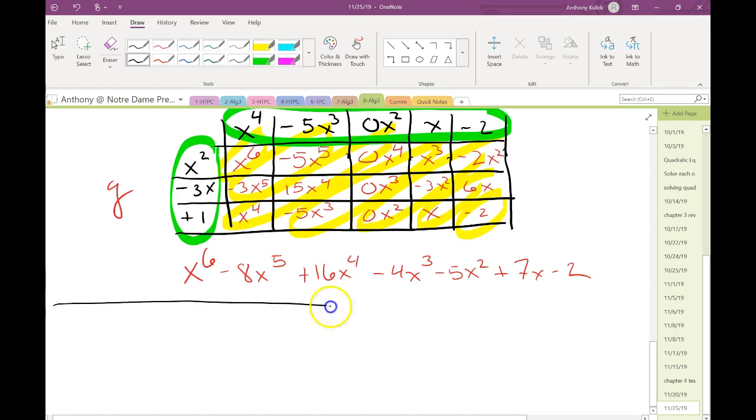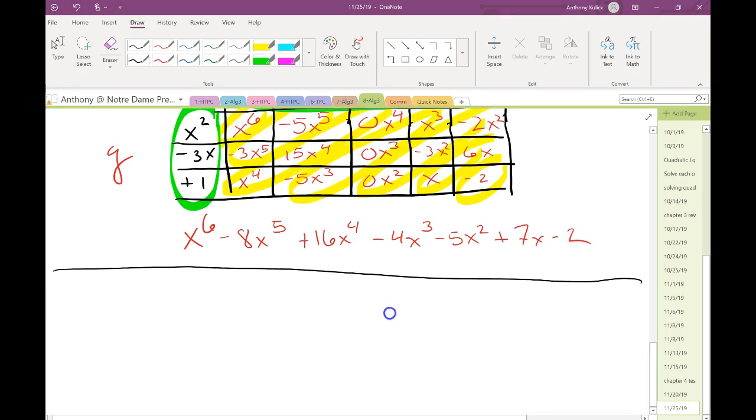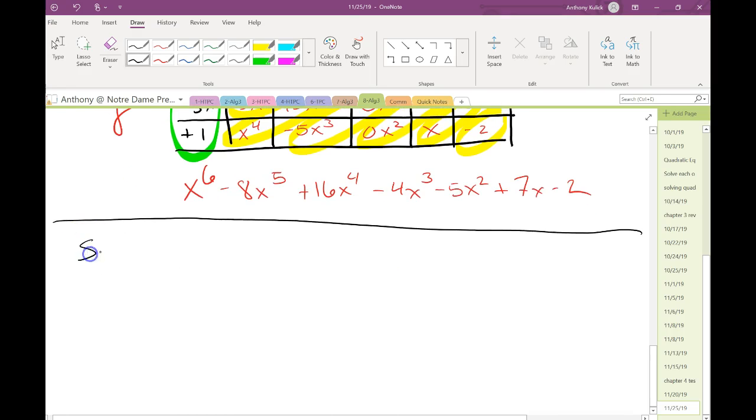So, today we're going to talk about two things. The first thing is called synthetic substitution. And then after we talk about that, we're going to talk about polynomial long division.